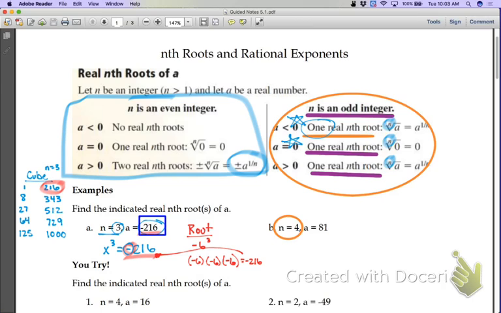So in this case, I need to know what my perfect 4th powers are. What number times itself? What is 1 times itself 4 times? 1. What's 2 times itself 4 times? 16. What is 3 times itself 4 times? 81.